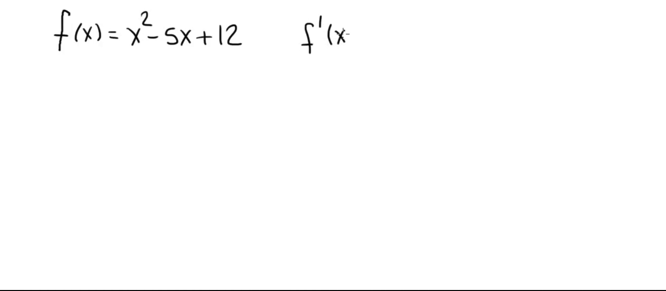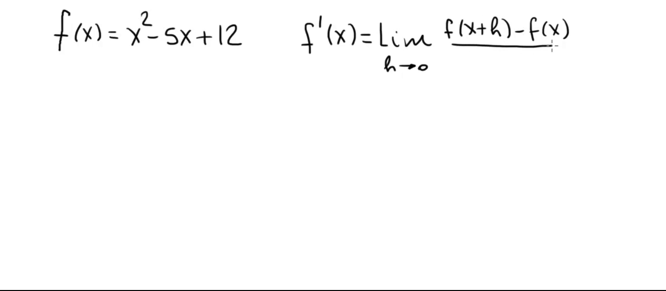We're going to use the definition of the derivative to differentiate f of x equals x squared minus 5x plus 12. Recall the definition of the derivative is f prime is equal to the limit as h approaches 0 of the difference quotient f of x plus h minus f of x divided by h.